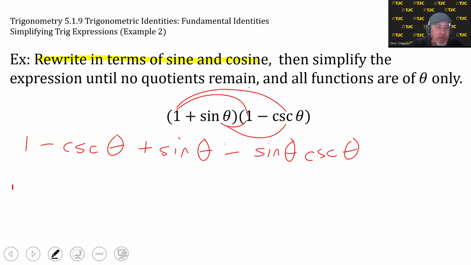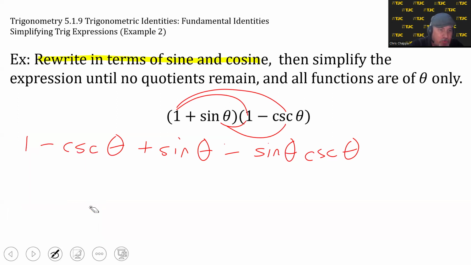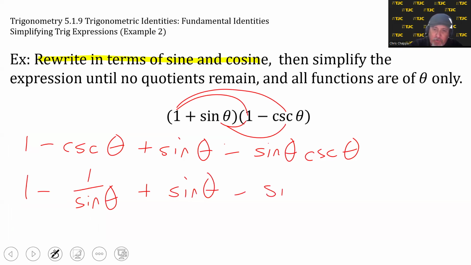Actually, it'll be counterproductive because if we change the first one to 1 over sine... well, let's just go ahead and change them all. If you're not sure, just do it. You may be doing moves that you don't need to do. Let's turn this cosecant into 1 over sine.